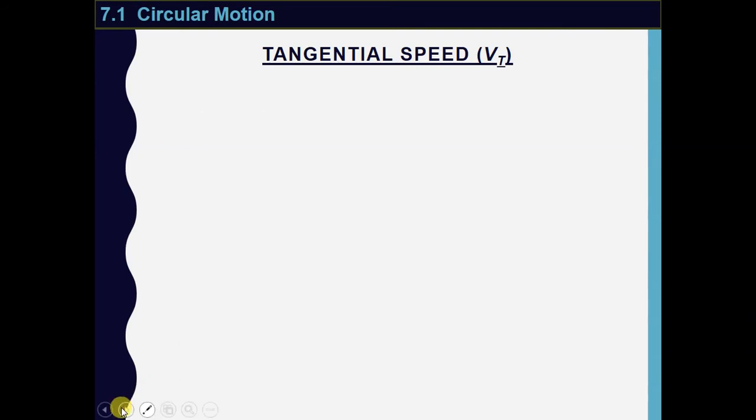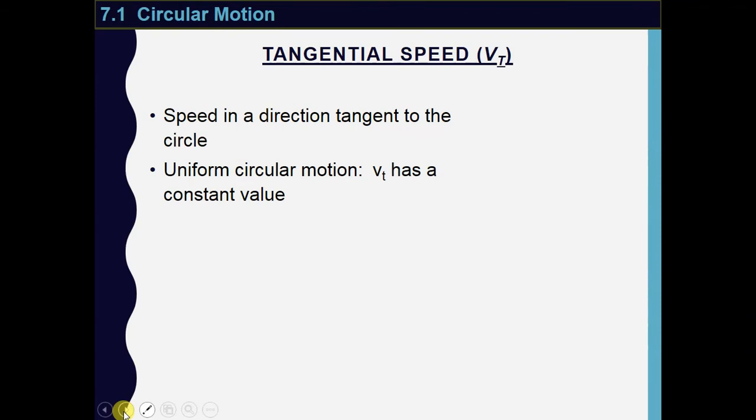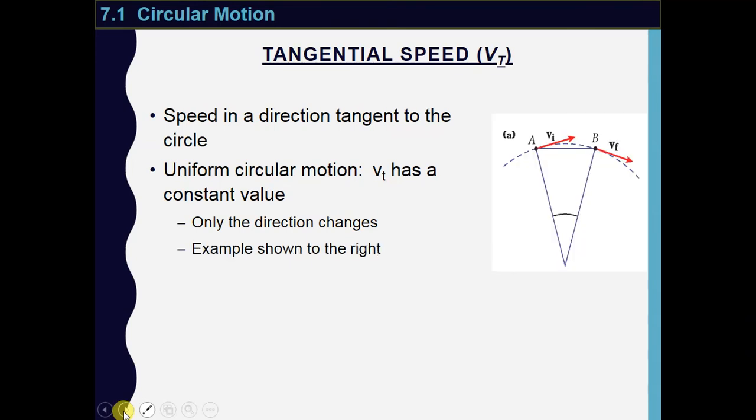Tangential speed. So speed is always tangent to the circle. Uniform circular motion, what does it mean? The value of the speed has a constant value. What changes, therefore, is only the direction. Example shown to the right. So here the ball was here. The ball is moving with constant speed, but the direction changes at B. See how it was and how it becomes. So always the direction of the velocity is tangent to the circle.